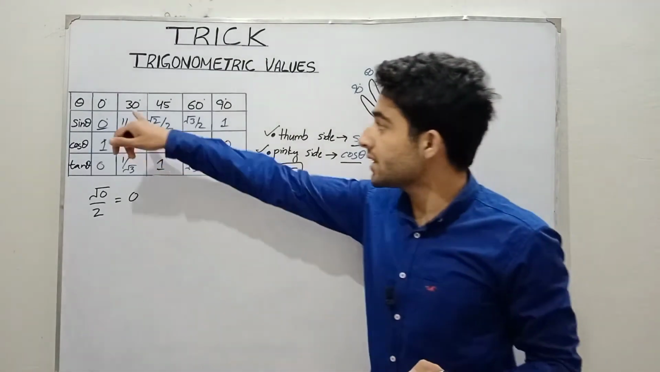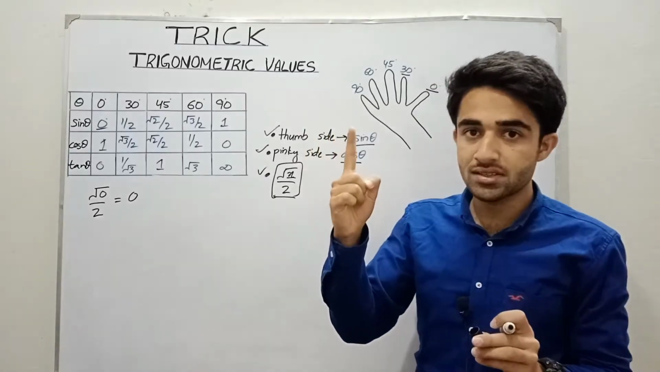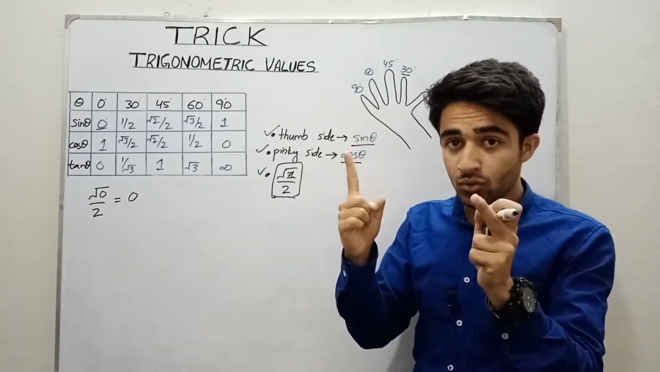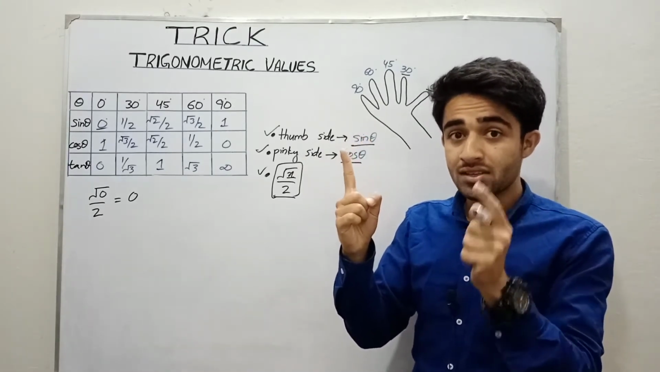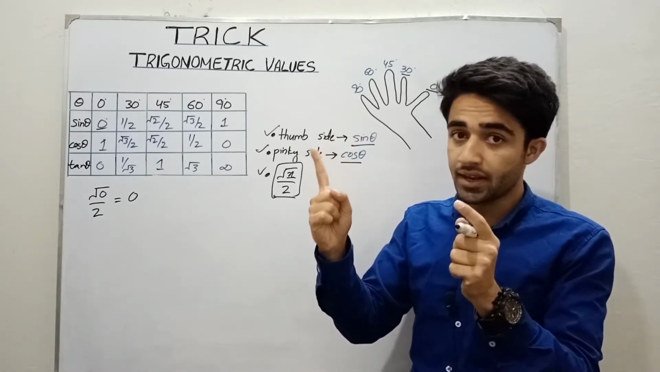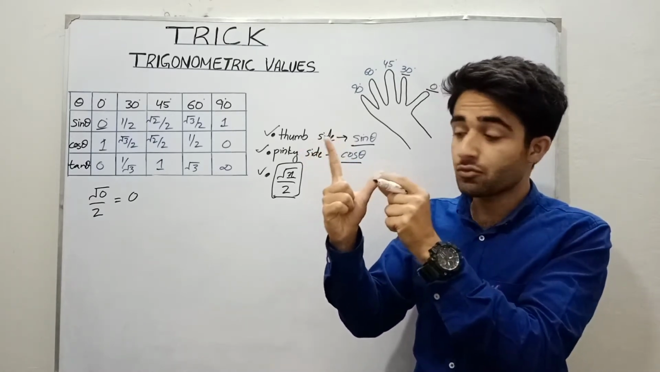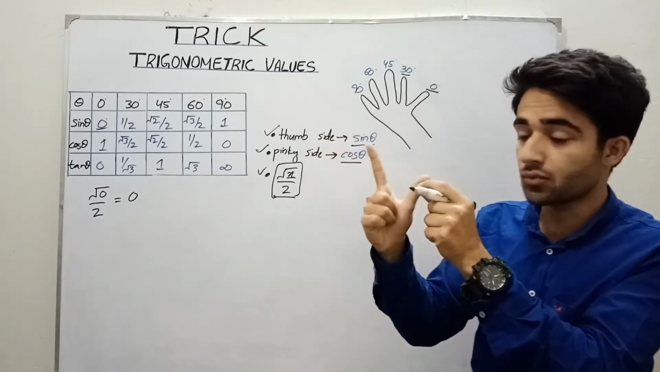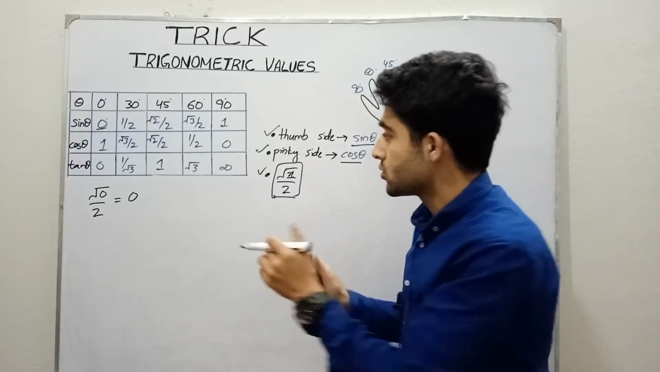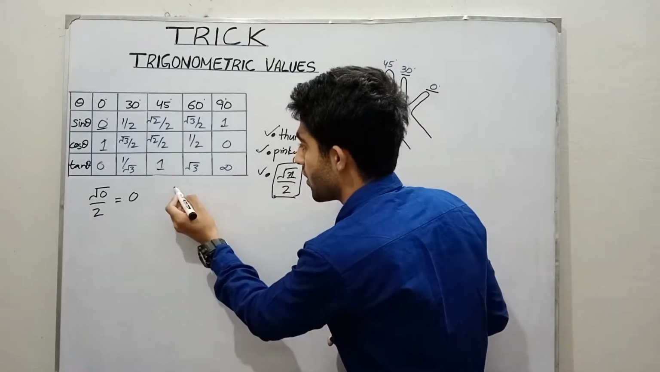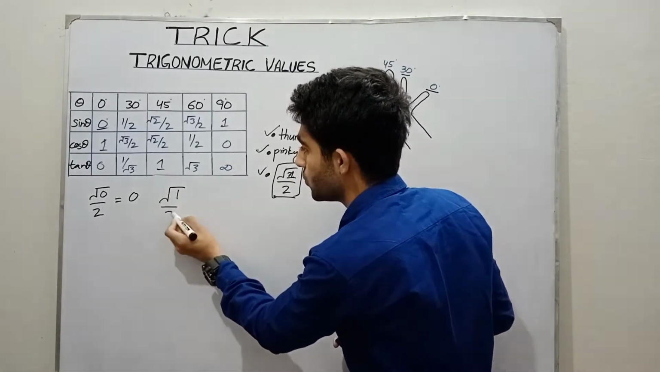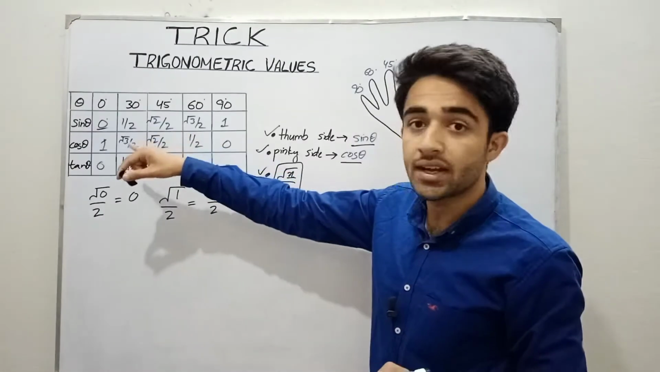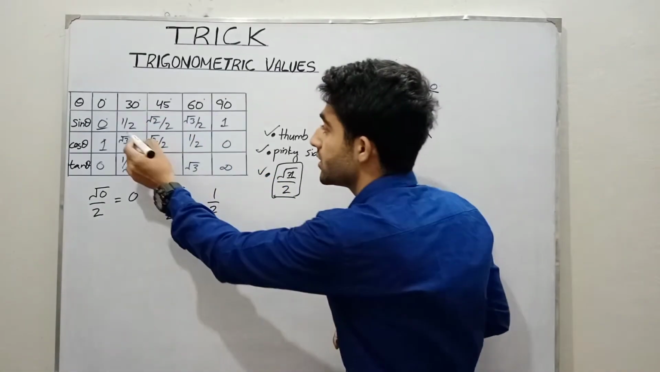And then the 30 degree is this finger. We know that the value of sine theta is shown by the thumb side. It means that at the thumb side there is one finger left behind this finger, so x is 1. By putting x as 1, root 1 over 2 gives 1 by 2. So the value of sine theta at the angle 30 degree is 1 by 2.